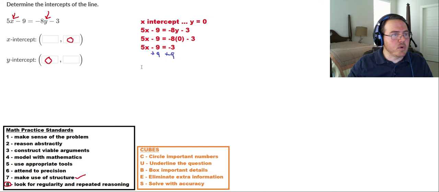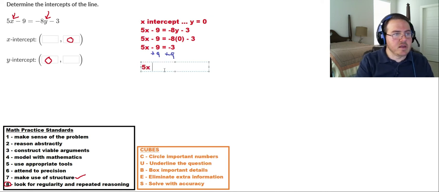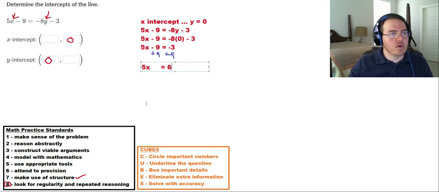So what we end up with is 5x plus 0, but you know what? I'm so lazy, I'm not even going to write that. Negative 9 plus 9 is equal to 0. And then negative 3 plus 9 is equal to positive 6. Okay, so a little math practice standard stuff in there. Okay, so reason abstractly, number 2.